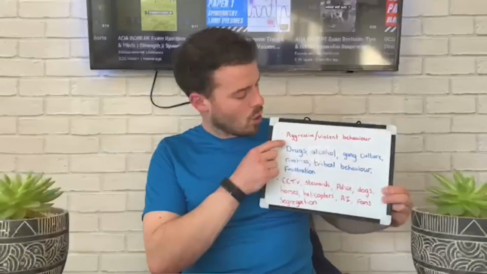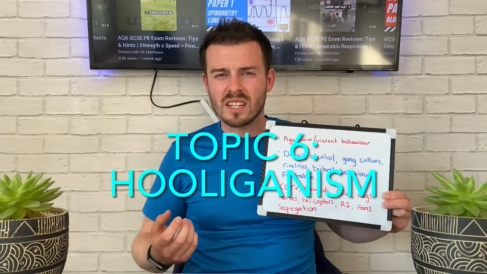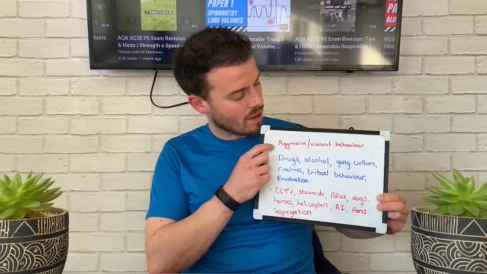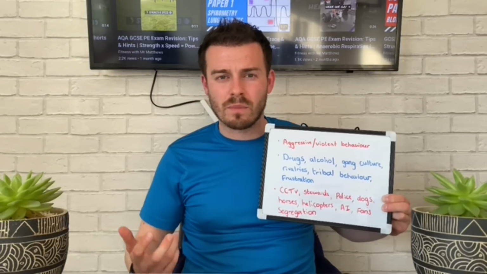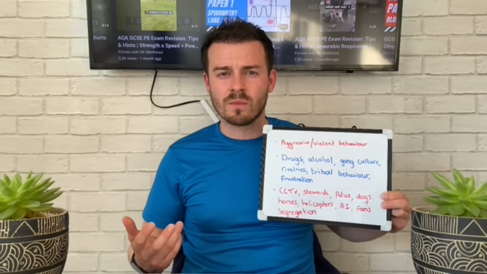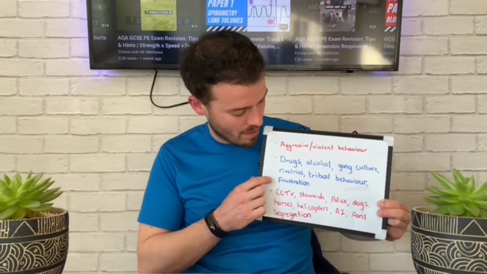Hooliganism is described as being rowdy, disruptive, out of control, aggressive and violent behaviour. Now, there are a number of reasons why hooliganism takes place. Drugs, alcohol, gang culture, rivalries, tribal behaviour, and frustration.